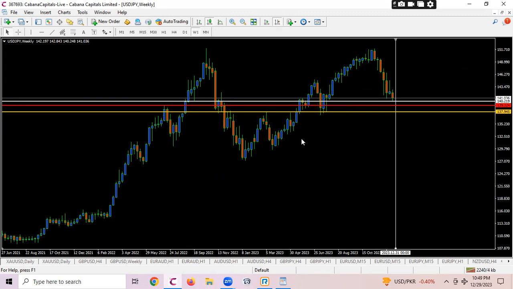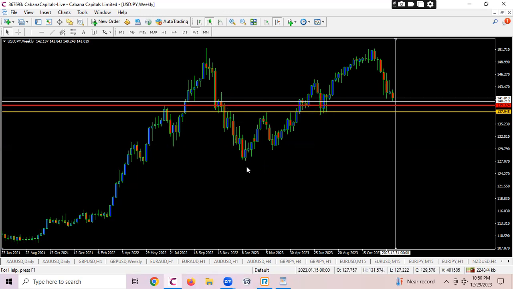The next candle. What happened to the next candle? It is bearish. Here also the next candle is bearish. So before the formation of this bearish candle, we had a bullish candle. Also here, before the formation of this bearish candle, we had a bullish candle. So the level where price starts dropping is your resistance level.